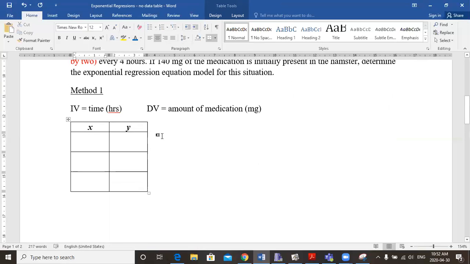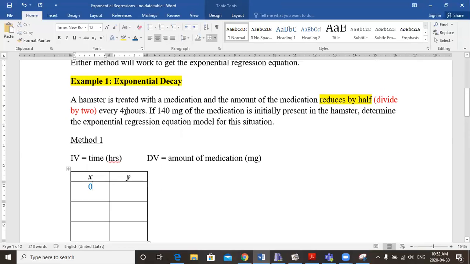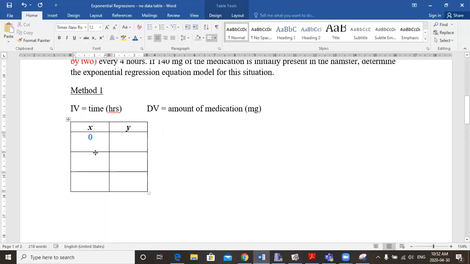We're going to start at 0 hours. So 0 will be our initial hours, and it's going every 4 hours. All we need is 3 data points, so we always have 3 data points: 0, 4 hours, and 8 hours.